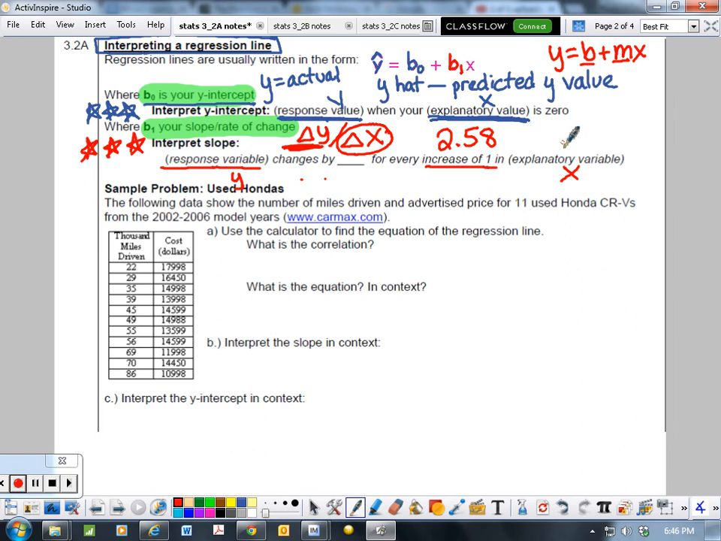And so that's where you have to be able to identify that explanatory variable and that response variable. So when we do these interpretations, you know what goes where. Okay, so now we're going to move into our sample problem with used Hondas.